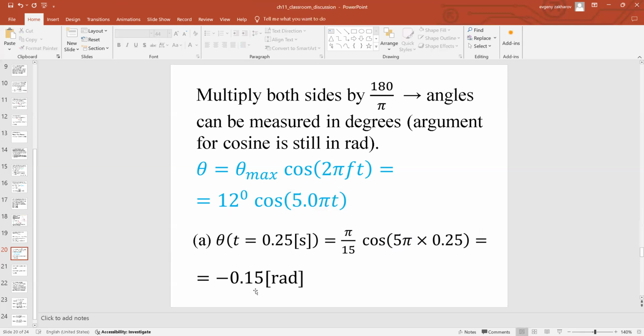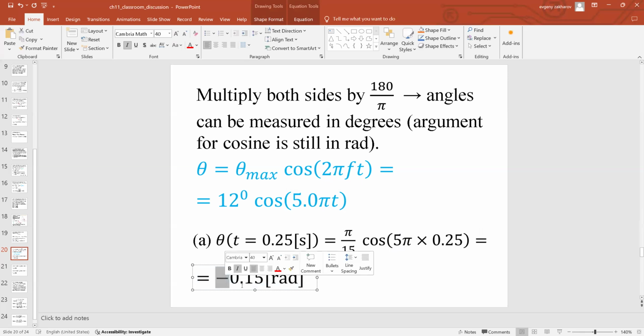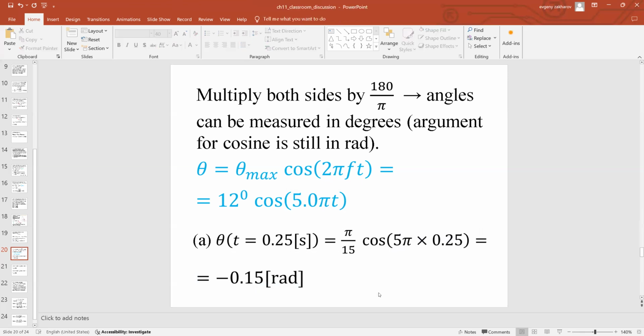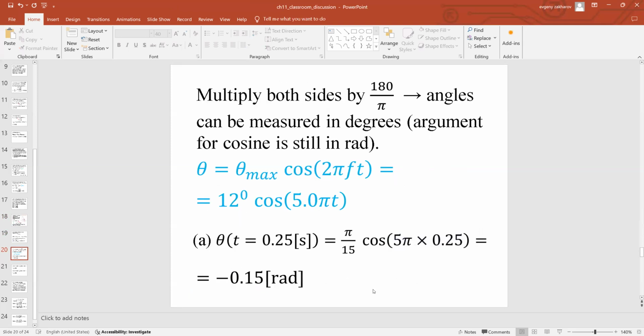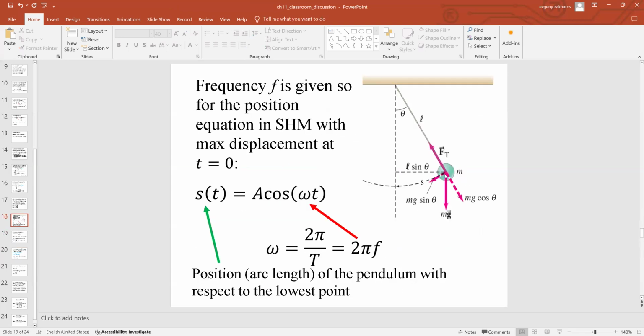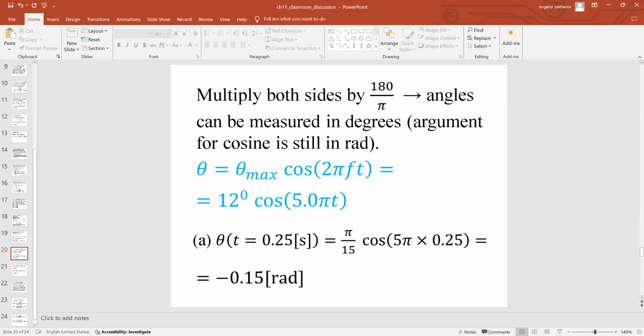Let's analyze the result. It's negative. Negative means we are on the other side. We do have a positive side and a negative side. So if you get a negative, that means you're on the other side from the equilibrium position. You have maximum positive, equilibrium, and maximum negative. You can't ignore the negative. Negative also is important. Don't just throw it away.